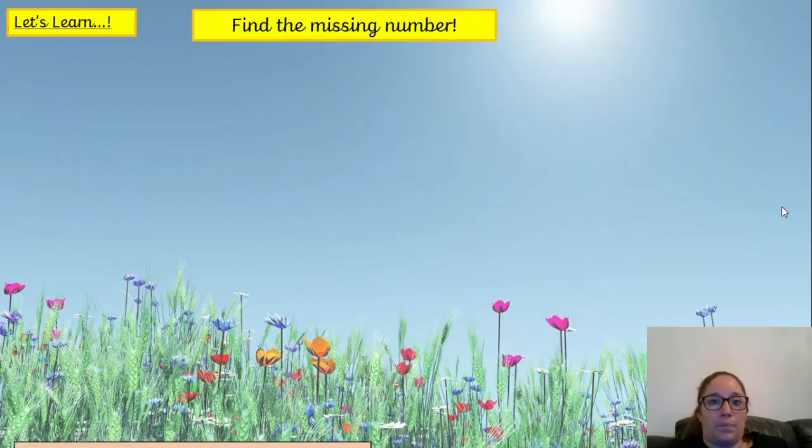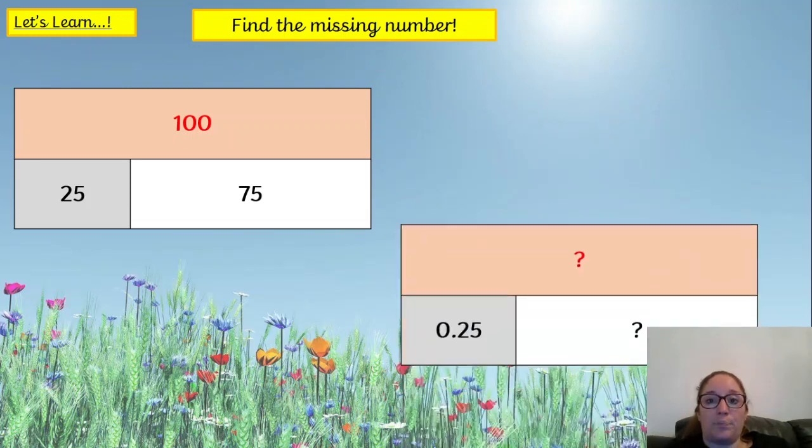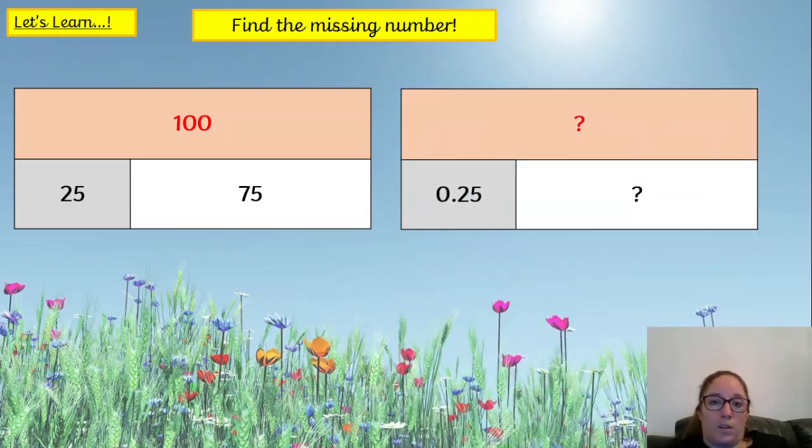Okay, what about this one? This example shows a whole number of 100 and a part as 25 and another part as 75. So I've got 0.25 here. What's going to go up here? What's going to be my whole number? I wonder how well you were listening to what I just said previously. The whole number is going to be 1.